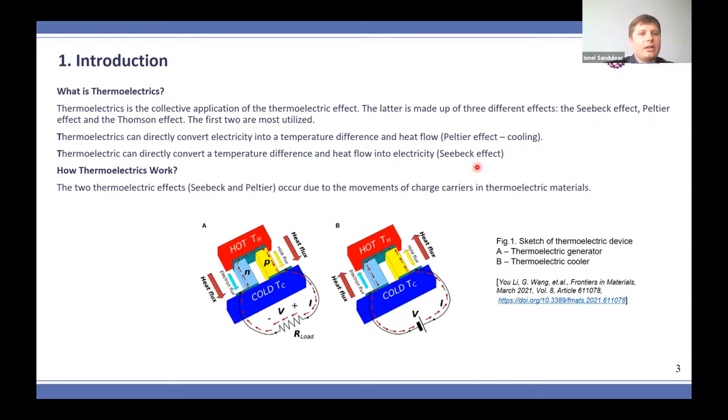Well, the thermoelectric pair consists of two legs, a P-type semiconductor and an N-type semiconductor, connected in series. So if we apply a temperature gradient, the charge carriers will flow along the legs, creating a difference of potential, and finally, of course, an electric current. Here you can see in this figure a sketch of a thermoelectric device used in the first case as a thermoelectric generator. And in the second case, if we apply voltage, we can obtain a heat flow, so we can cool one side down to very interesting temperatures, down to minus 20 degrees Celsius or more.